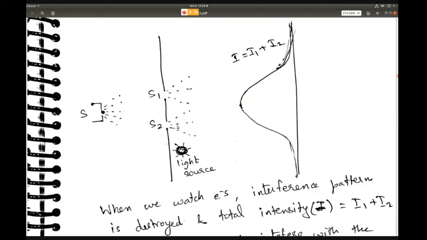But what you observe when you start looking at the electron, once you start looking at which slit the electron is going through, is that the interference pattern is destroyed and you only get this one peak, wherein I is nothing but I1 plus I2. So when you're not looking at the electron, you get an interference pattern. But when you're looking at the electron and seeing which slit it is going through, the interference pattern is destroyed. So what is happening here?